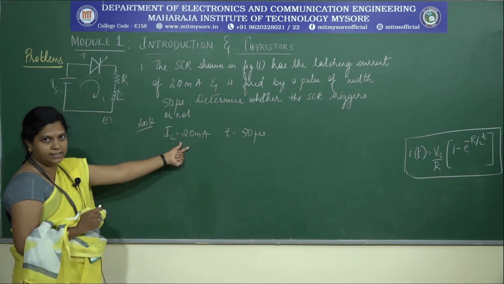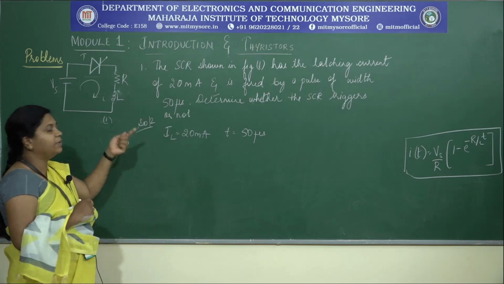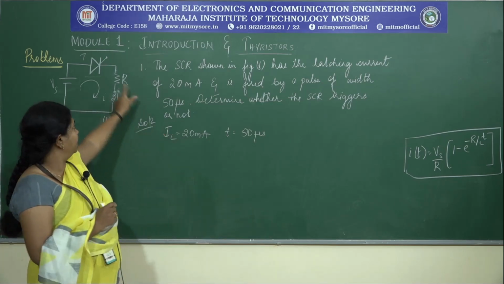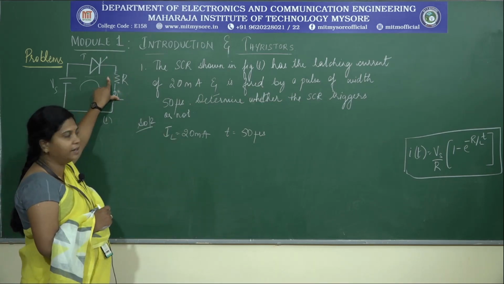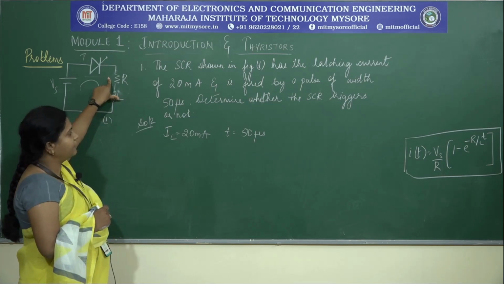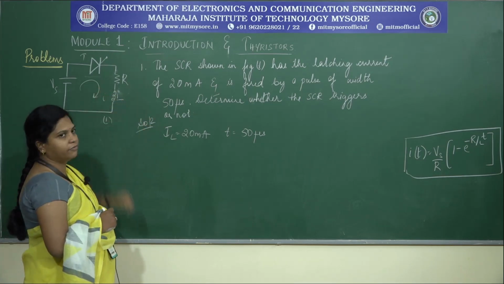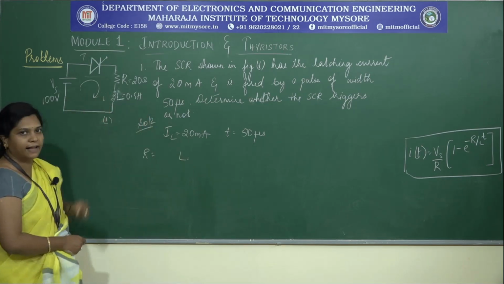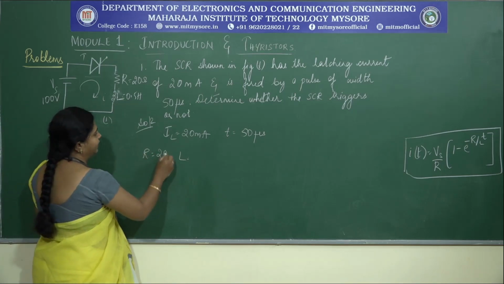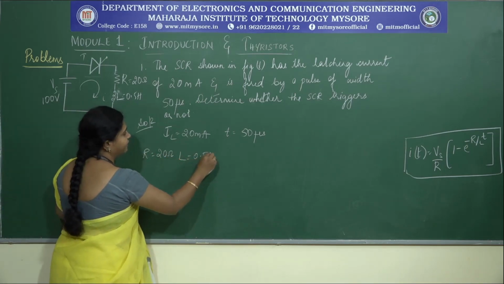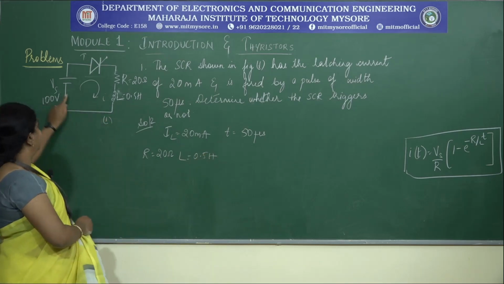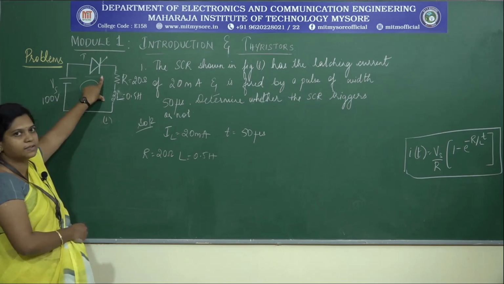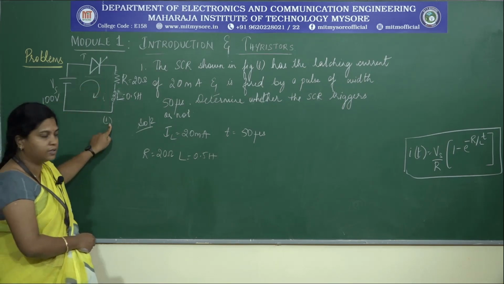Okay, the latching current is given. Latching current means it is the minimum current that is required for the thyristor to go to its on state. Only if that is given, then you can find out the value of the latching current. The R and L values are given as 20 ohm and 0.5 Henry, and the Vs supply voltage is given as 100 volt. Now, by seeing the circuit itself, you know it is a RL load circuit.